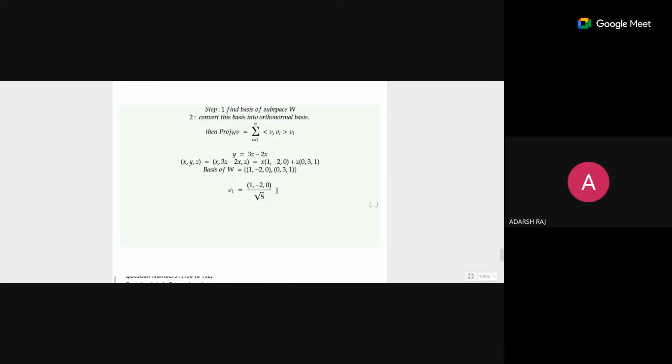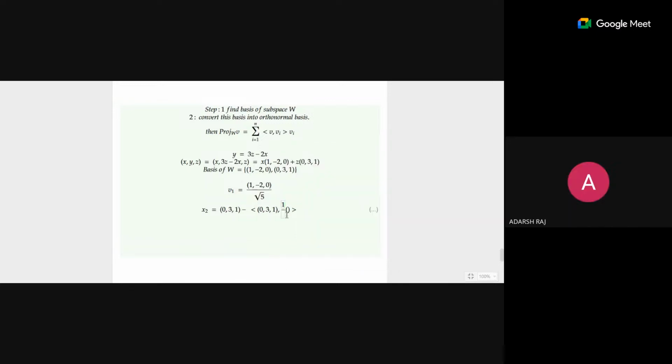So how to find v2? Suppose this vector is x2, (0, 3, 1). Just subtract from (0, 3, 1) the projection of this vector onto the subspace, that is, onto V1, the dot product with V1 times V1: (1, -2, 0).